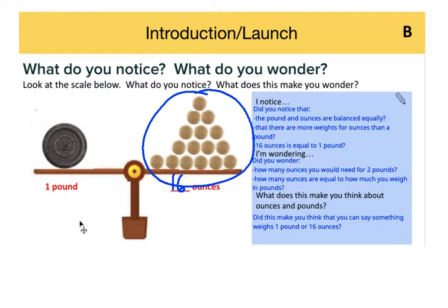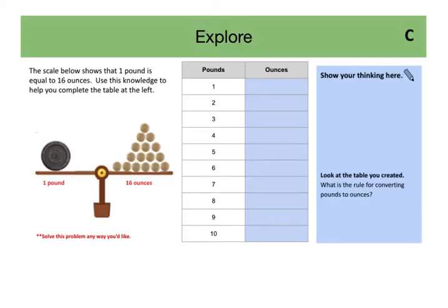All right, let's take what we've discovered from this slide and go ahead to slide C. Here we have that same image we just saw, and it says the scale below shows that 1 pound is equal to 16 ounces. Use this knowledge to help you complete the table at the left. It wants us to show our thinking, and then come up with a rule for converting pounds to ounces. So let's take a look at this. We're going to do some of this together, and then you'll complete the rest on your own.